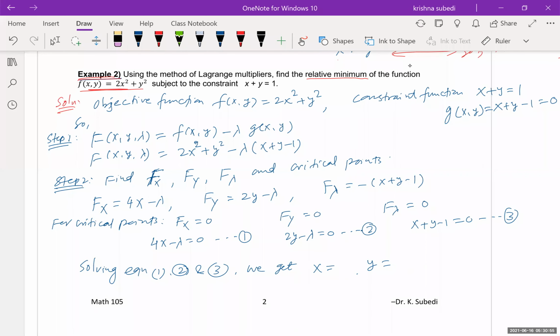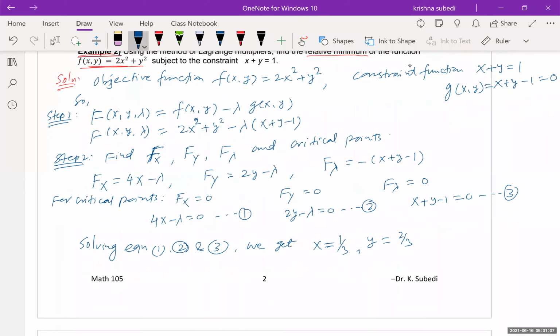Okay. So many people got here. Many of you got x is 1/3 and y is 2/3. I trust that this is the right answer. Okay. Therefore, the critical point is 1/3 and 2/3. All right.